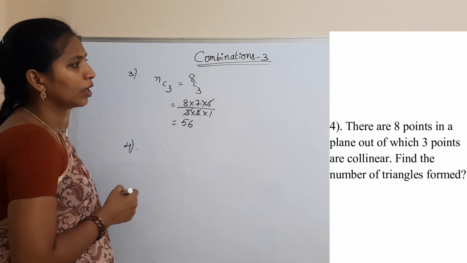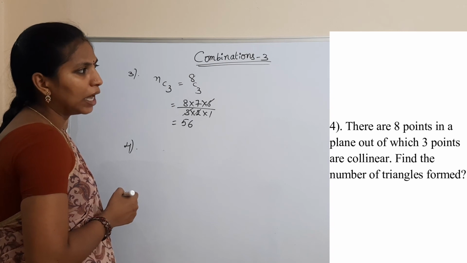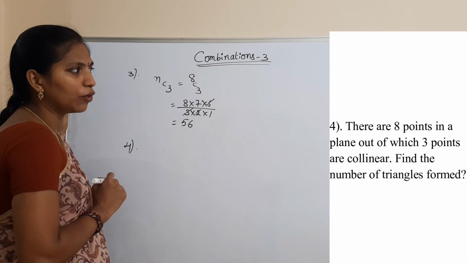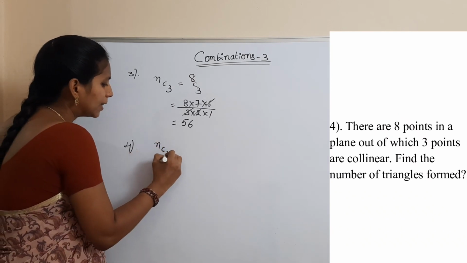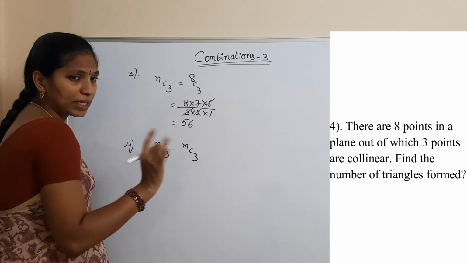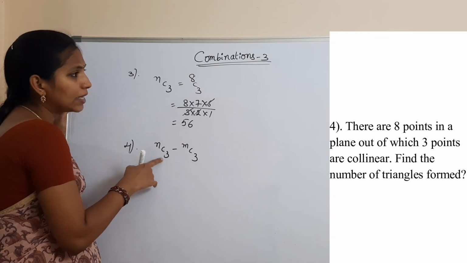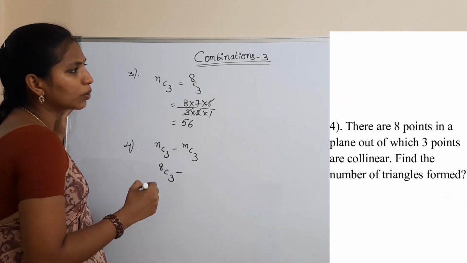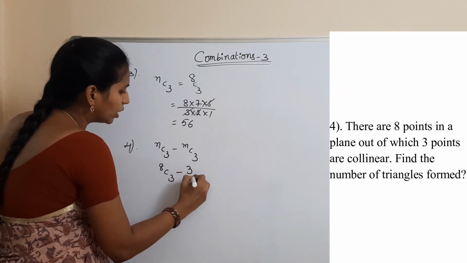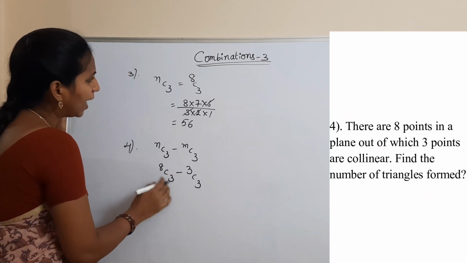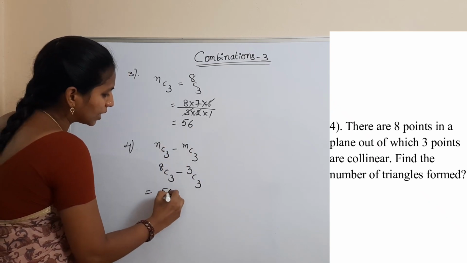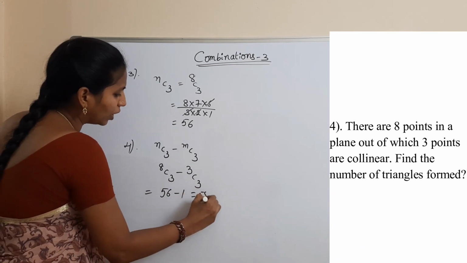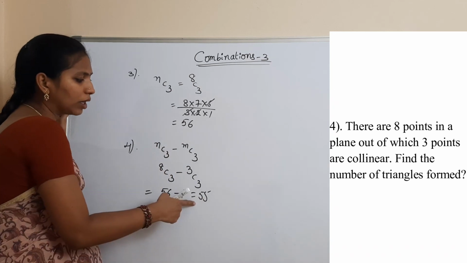Fourth question. There are 8 points in a plane, out of which 3 points are collinear. Find the number of triangles formed. The formula is NC3 minus MC3. There is no plus 1 in the concept of triangles. So 8C3 minus 3C3, since 3 points are collinear. 8C3 value is 56 minus 3C3, which is 1, equals 55. We can make 55 triangles.